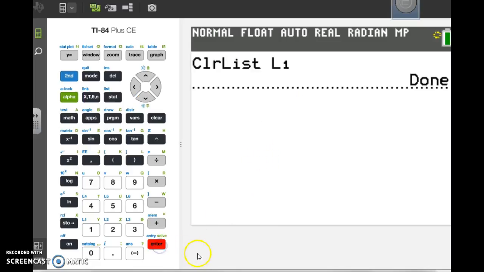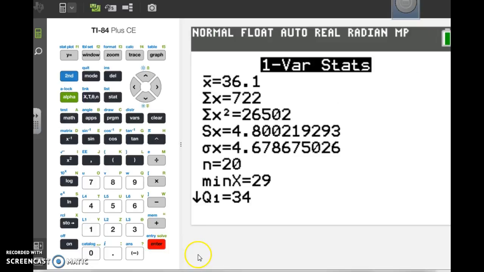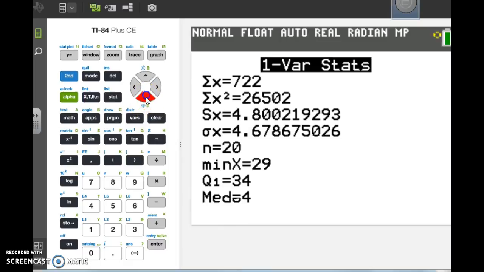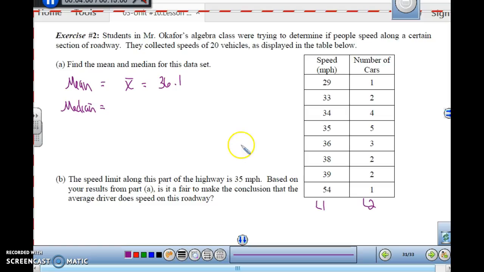All right, press Enter. What value is our mean? X bar would be the mean, which is 36.1. So the average speed is 36.1. And the median, if we look at our calculator, we have to scroll down here. The median is going to be at 35. All right, so the mean is 36.1 and the median is 35.